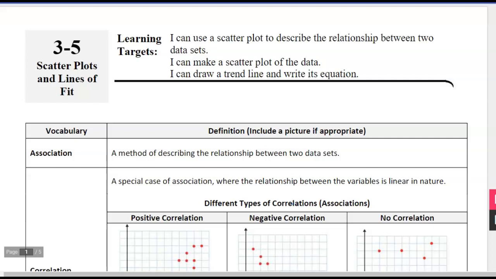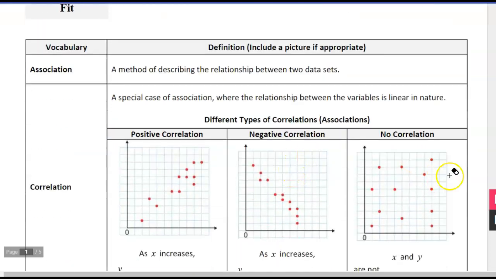middle school. So we're going to talk about scatter plots. And your goal is to use scatter plots to describe a relationship between two data sets. And you should be able to make one and draw a trend line and write its equation. So a lot of things, but some of the stuff we've already done, some of it you've seen in middle school. We're going to kind of throw them all together.